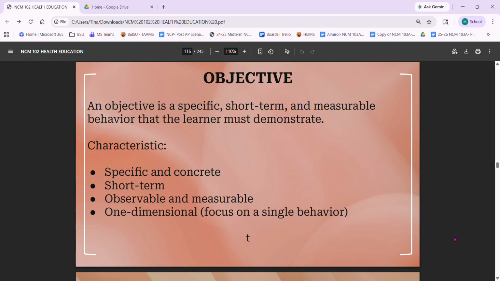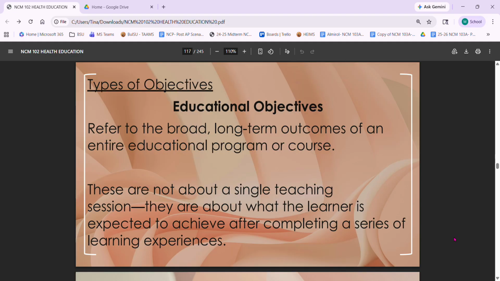Now, there are different types of objective. So, merong educational objective. Pag educational, broad, long-term outcome of the entire educational program or course. Let's say, sa isang college. These are not a single teaching session. They are about what the learner is expected to achieve after completing a series of learning experiences. So, more of yun yung educational.